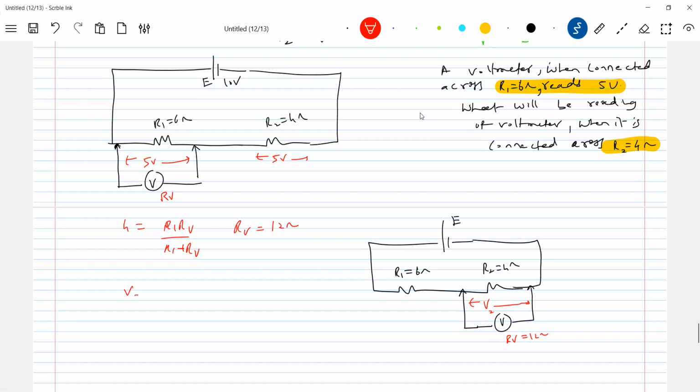Then applying potential drop, V2 is equal to E into R2 RV by (R2 plus RV), divided by R1 plus R2 RV by (R2 plus RV). So we know R2, we know R1. Substituting, we'll get the V2. Anybody, the value? 10 by 3. 10 by 3.